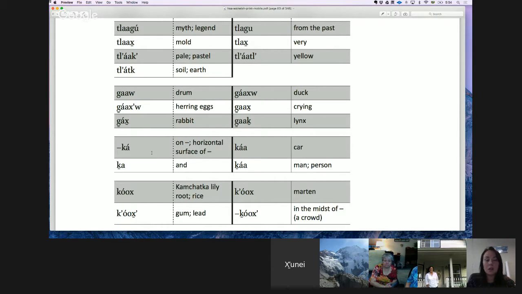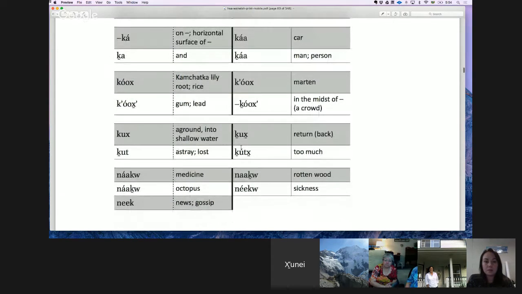Ka, kuch. And these ones can all pop up in front of verbs. These are all verb related, so going back isn't too bad, but getting lost is usually bad. Running aground is usually bad, but it could be just running through some shallow water.